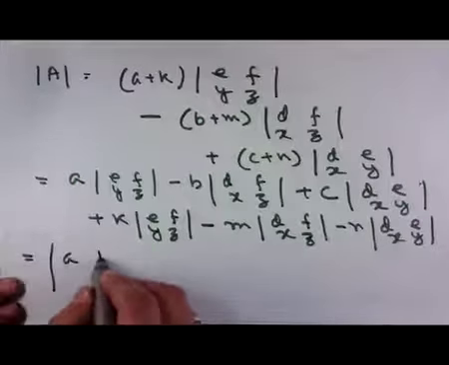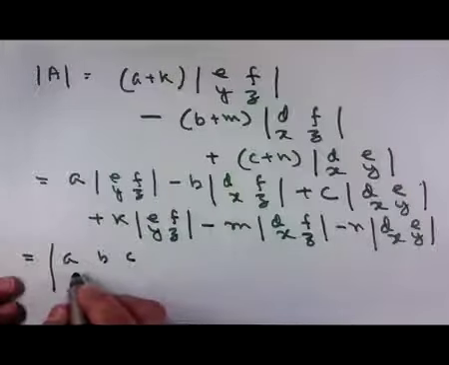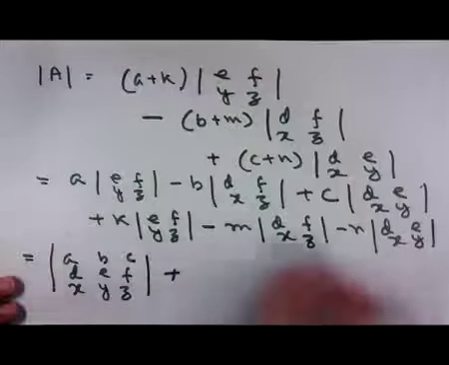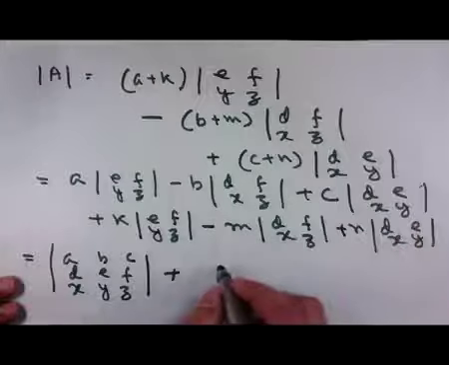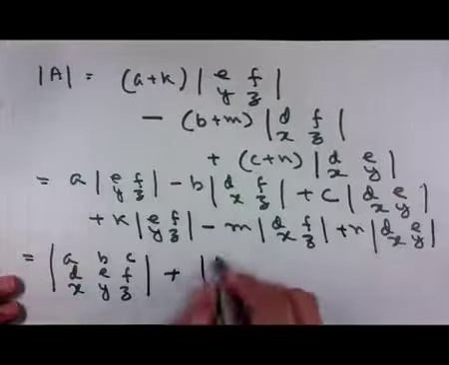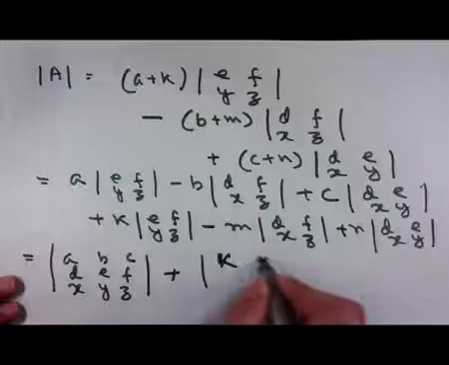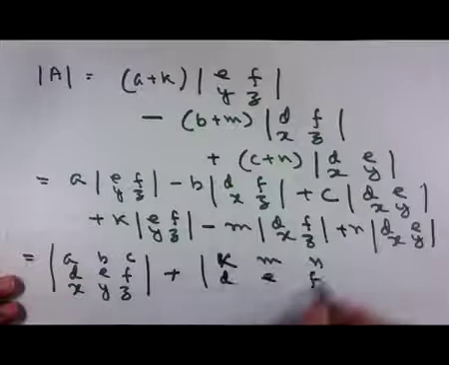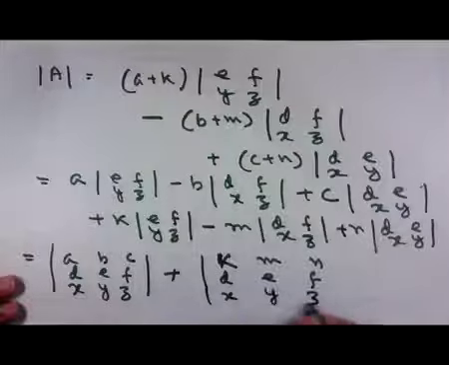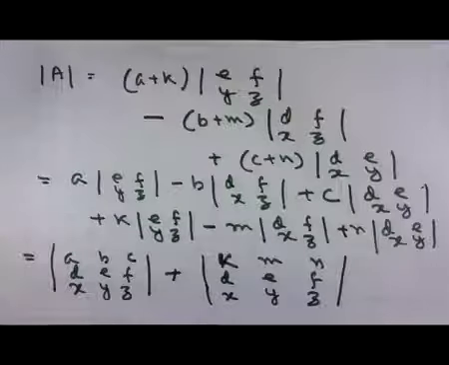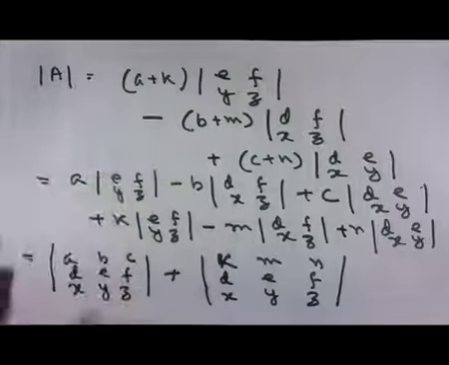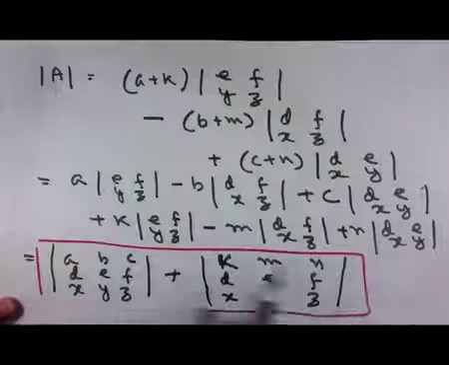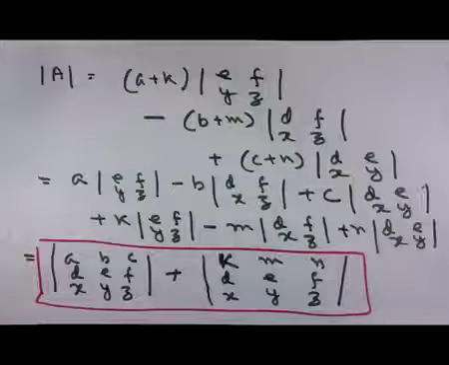We can easily say that the first one is actually the determinant of A, B, C, D, E, F, X, Y, Z plus this is the determinant of K, M, N, D, E, F, X, Y, Z. Thus, the determinant of the matrix A can be written as the sum of two determinants.